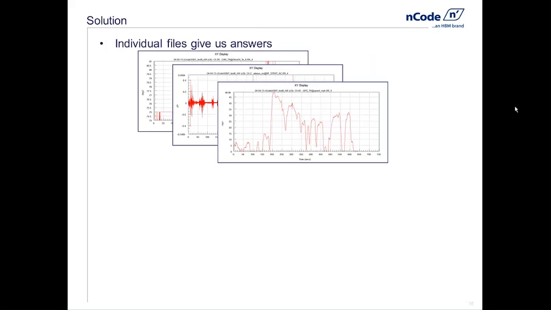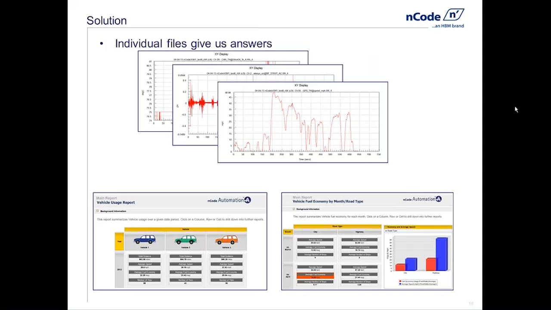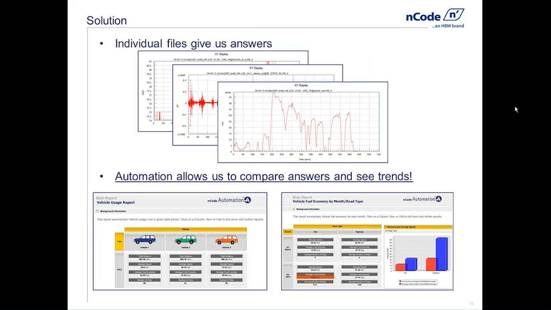Because we're able to upload the data and because it's able to calculate the values, that means that individual files give us answers. All right, we've got the original data files, and once we have those and the answers are calculated, automation allows us to compare answers and see trends. We can see here in the screenshot what's called a matrix report. It's a set of queries or searches in the tool in automation. It allows us to look at the different vehicles that were collected among the different years that data was collected, and it shows us the summary results.